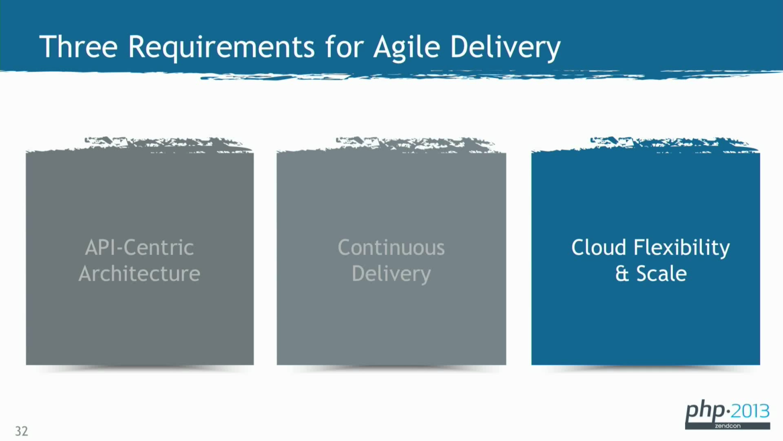So that was continuous delivery, a key requirement to where we see agile application delivery going. The last one is cloud. And really the way I see cloud is an enabler to the first two. Cloud provides the flexibility, the agility, the consistency, and the scalability.